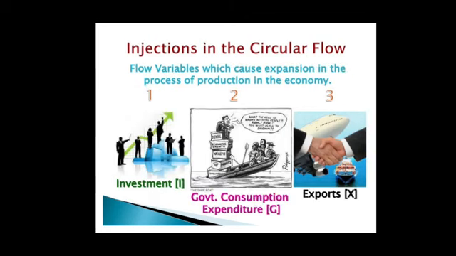Now the injections. Students, injections means introduction of income into the circular flow. When households and firms borrow the savings for investment and other purposes, they constitute injections. So, investment is injection of some money into the circular flow of income. These are those flow variables that cause an expansion in the process of production. Such variables increase the flow of income in the economy, and they can take the forms of investment, government and consumption expenditure, and exports.